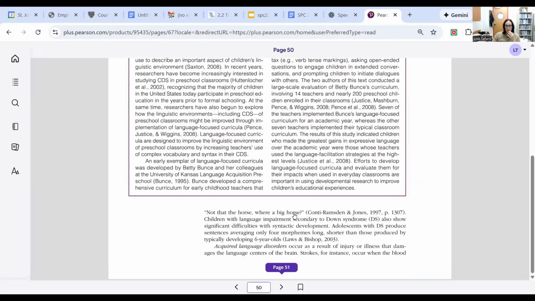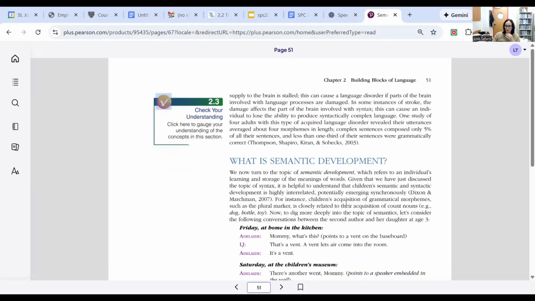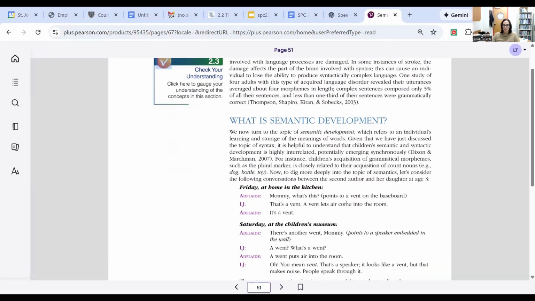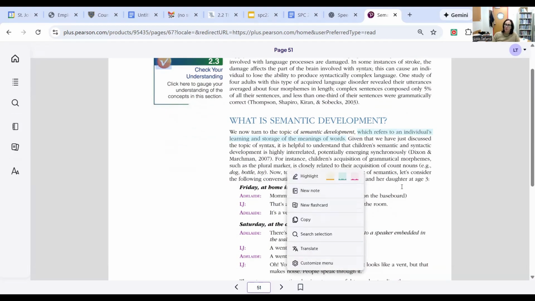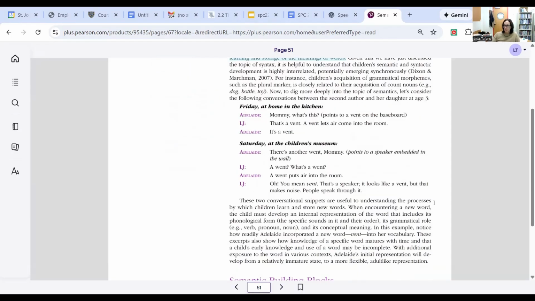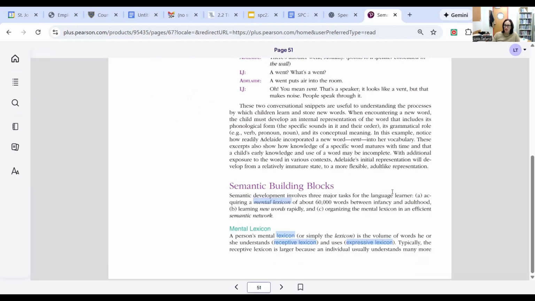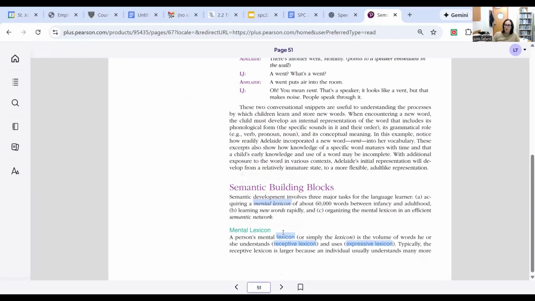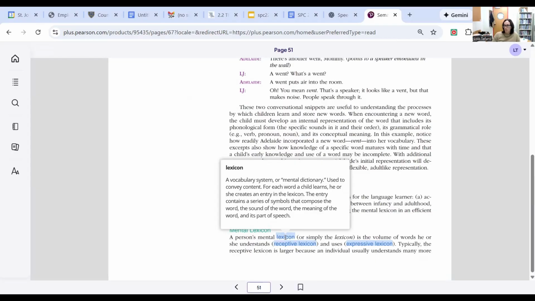Next we're going to take a look at semantic development. Semantic development, by definition, refers to an individual's learning and storing of the meaning of words. So semantics isn't just about words, it's about word meaning, and I want you to really pay attention to that. A person's mental lexicon, or their vocabulary system, is how they convey meaning, really.